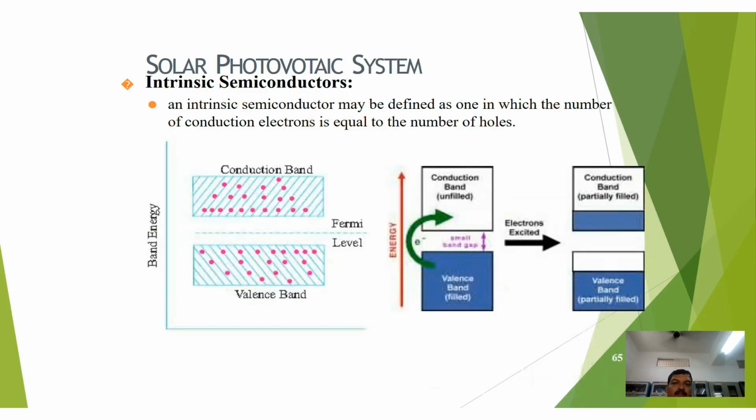So, an intrinsic semiconductor is a pure semiconductor with an energy gap between the valence band and conduction band. When light energy falls on the valence band, electrons move from the valence band to the conduction band, so that they are excited. The conduction band is partially filled and the valence band is also partially filled. So a pure semiconductor is called an intrinsic semiconductor.